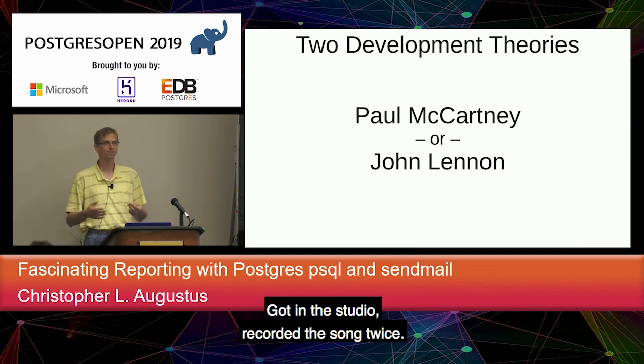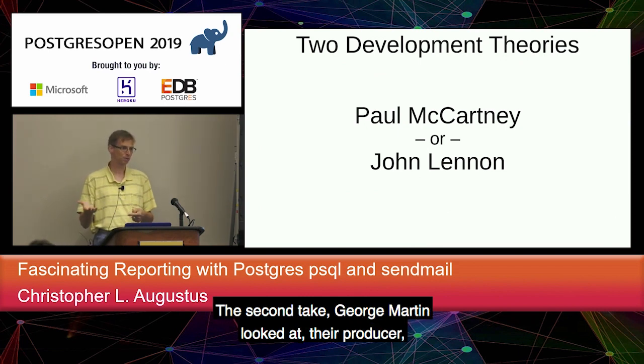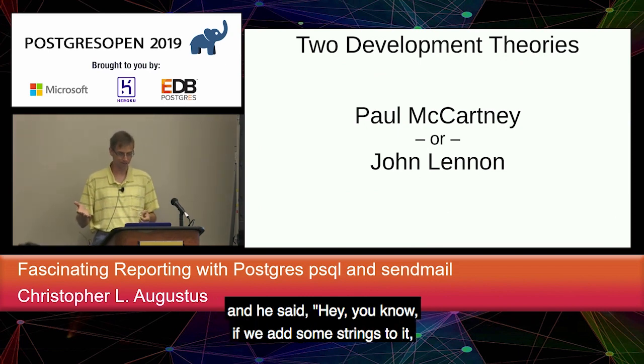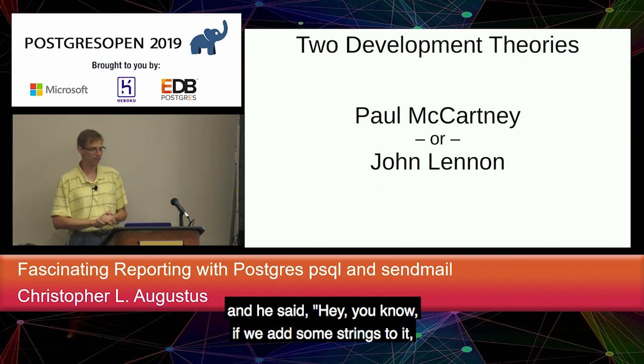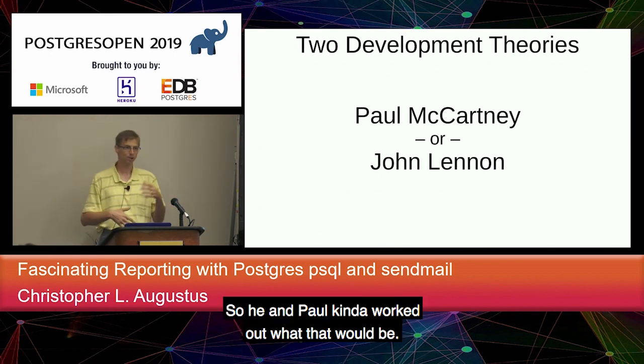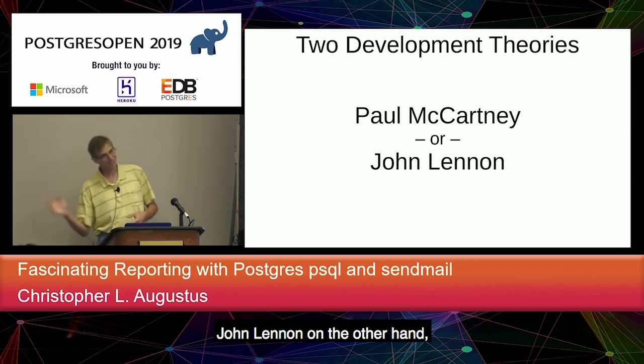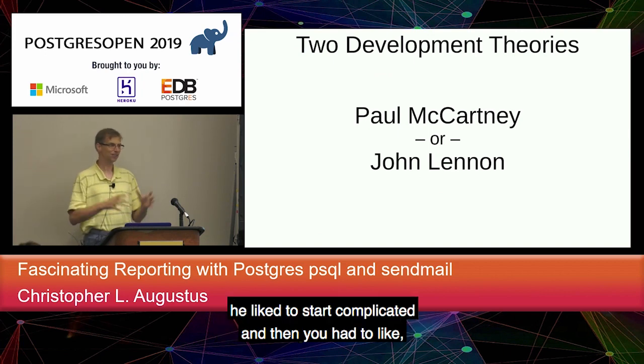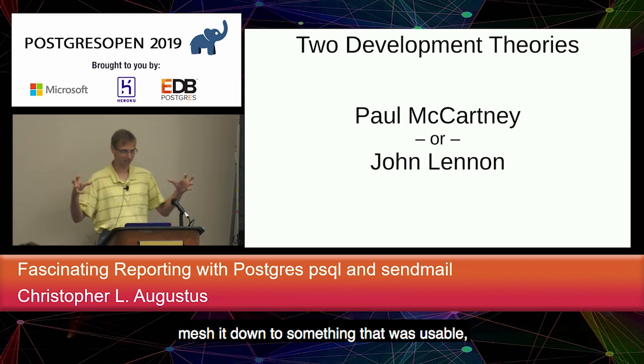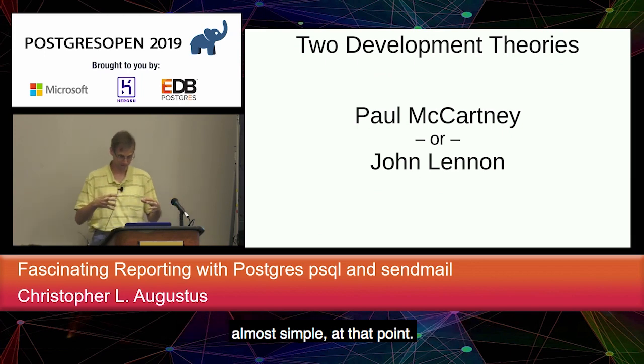He got in the studio and recorded the song twice. After the second take, their producer George Martin said, if we add some strings to it, this would be perfect. So he and Paul worked out what that would be, recorded the strings, and that's the song you can hear today. John Lennon, on the other hand, liked to start complicated, and then you had to mesh it down to something usable, almost simple at that point.